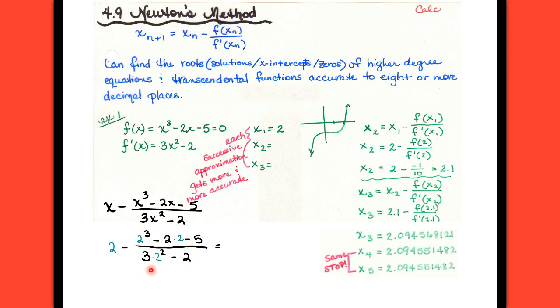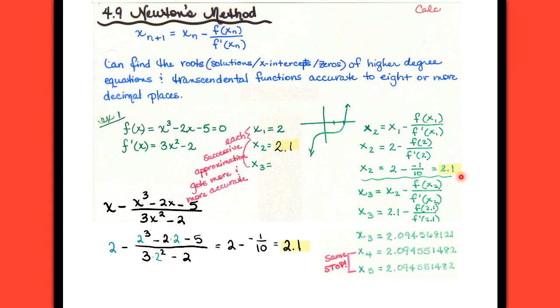All right, so if we plug that in, we're going to end up with 2 cubed is 8, minus 4 is 4, minus 5 is negative 1. And then 2 squared is 4 times 3 is 12, minus 2 is 10. So we'll get 2 minus a negative 1/10, or 2 plus 1/10, so we'll get 2.1. So there's my second approximation, 2.1.